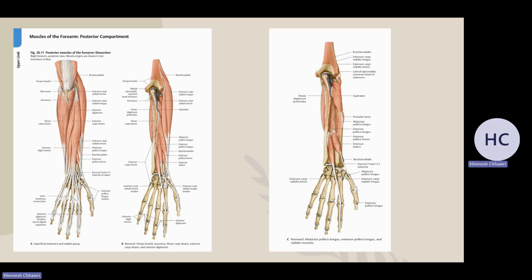Then we have the abductor pollicis longus. It has two main origins. Abductor pollicis longus. It has two origins, you can say. It originates from the ulna and the radius both, and the interosseous membrane. And then it inserts into the base of first metacarpal, because why? Pollicis, base of first metacarpal.